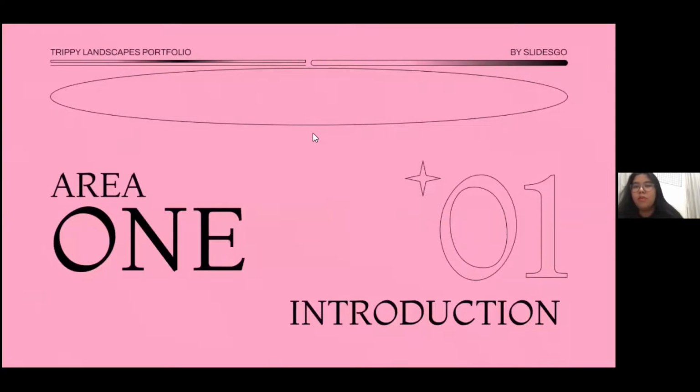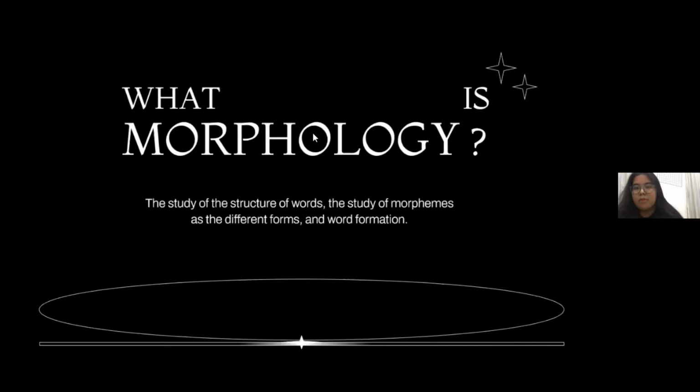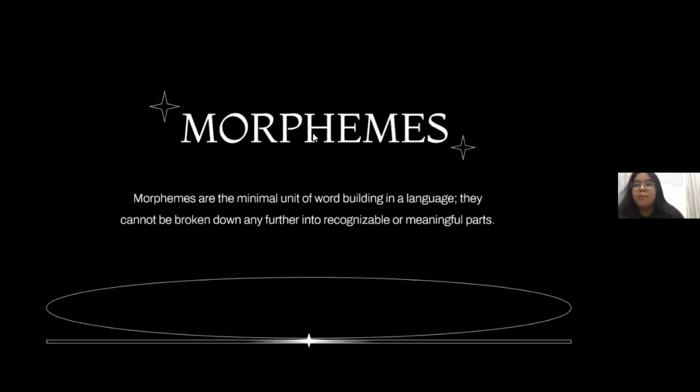For chapter 1, Introduction. What is morphology? Morphology is the study of the structure of words, the study of morphemes as the different forms, and word formation. Morphemes are the minimal unit of word building in a language. They cannot be broken down any further into recognizable or meaningful parts.